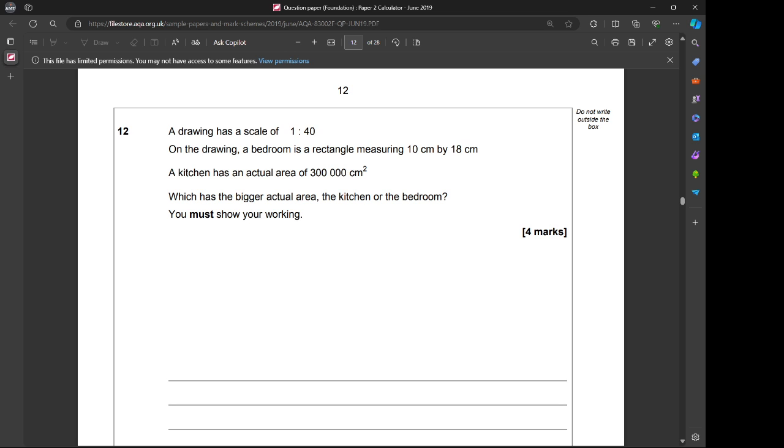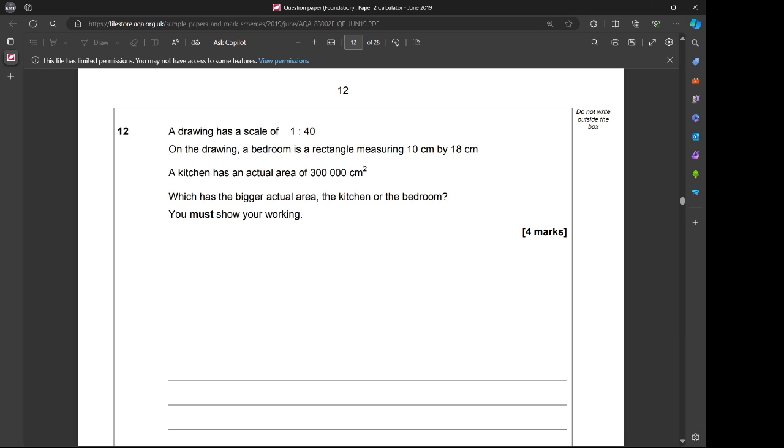Okay, so step one, work out the area of the drawing of the bedroom. So we do 10 times 18. 10 times 18 is 180 centimeters squared. So that's the drawing. Now, here's the key. To go from the area on the drawing to the actual area, I'm going to multiply it by 40 squared, because this is my length scale factor. So from length scale factor to area scale factor, I'm going to square everything. So I'm going to multiply 180 by 40 squared. 40 squared is 1,600. So I'm going to do 180 times 1,600.